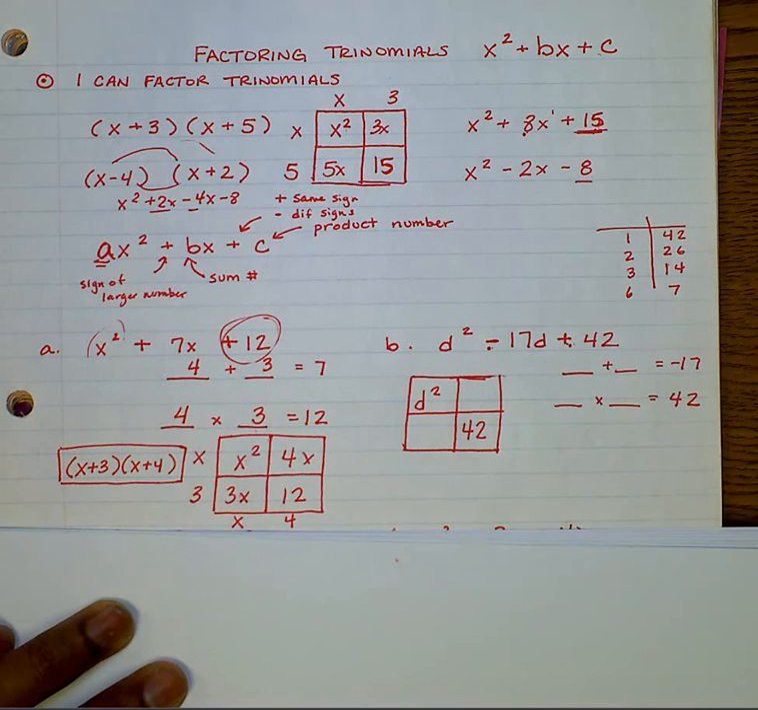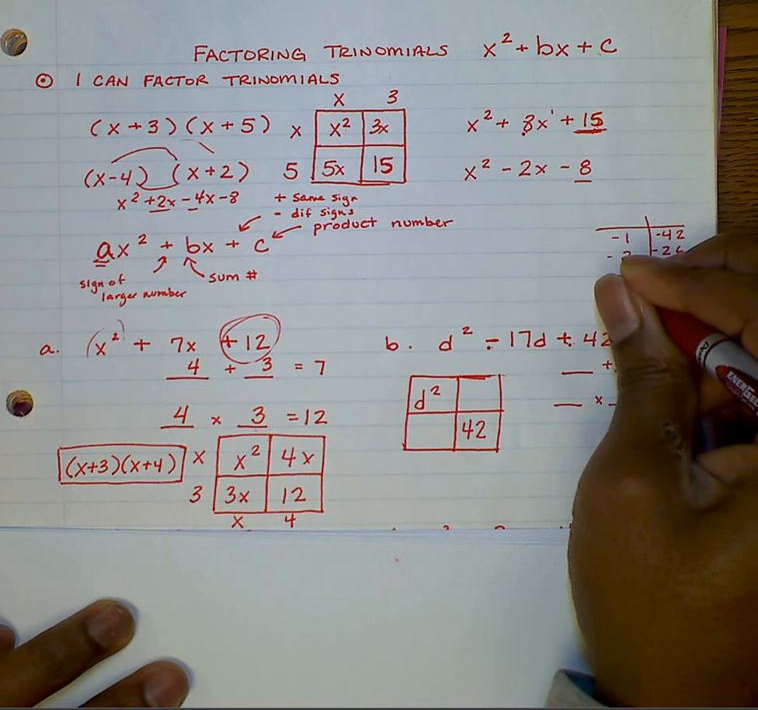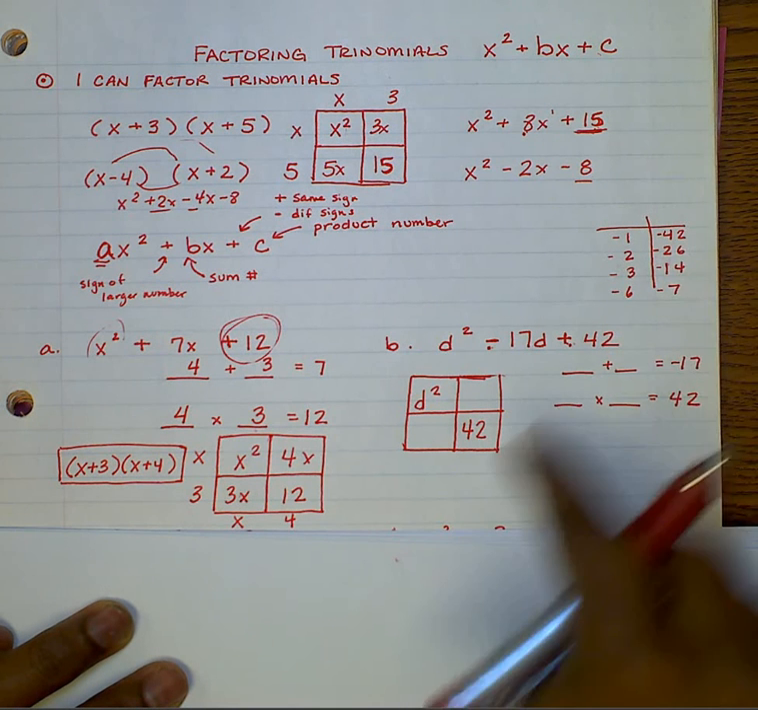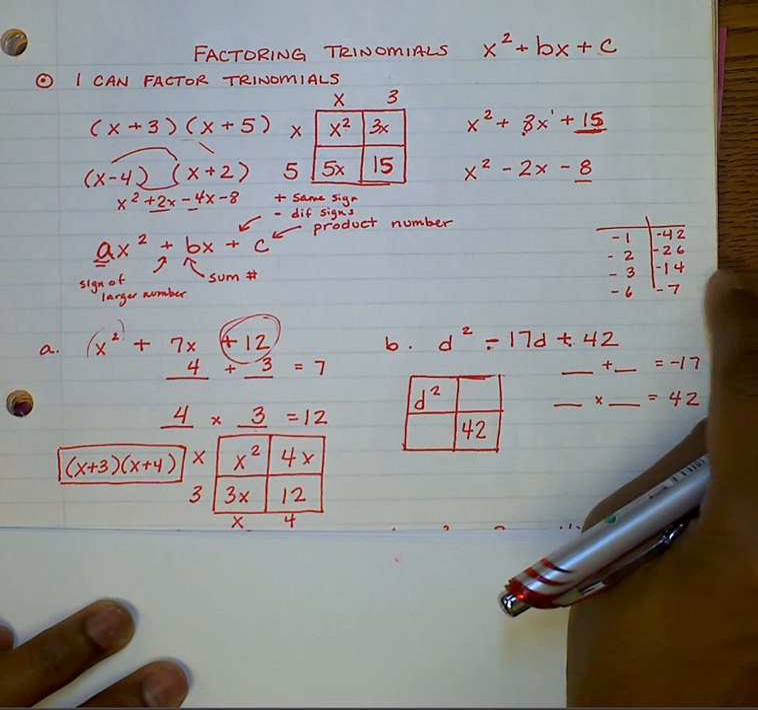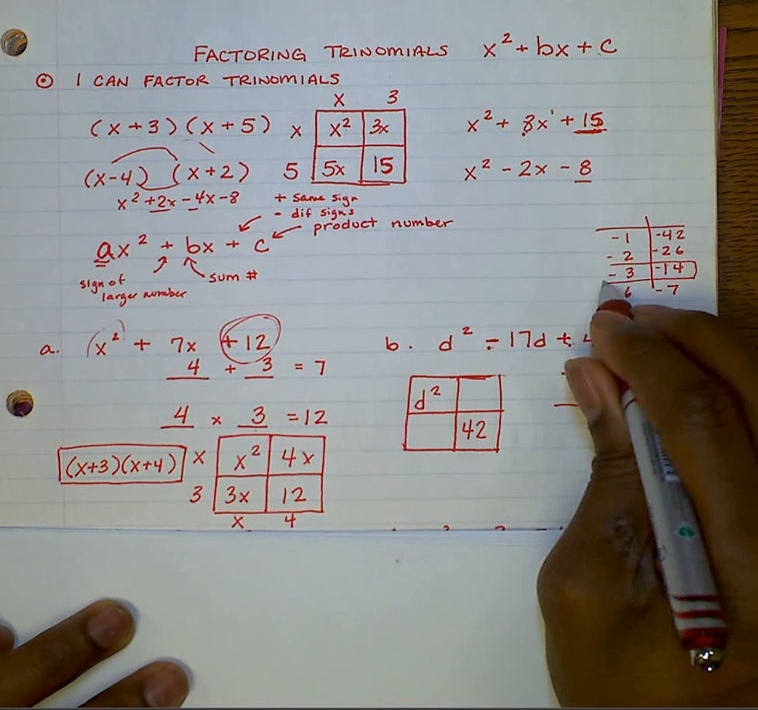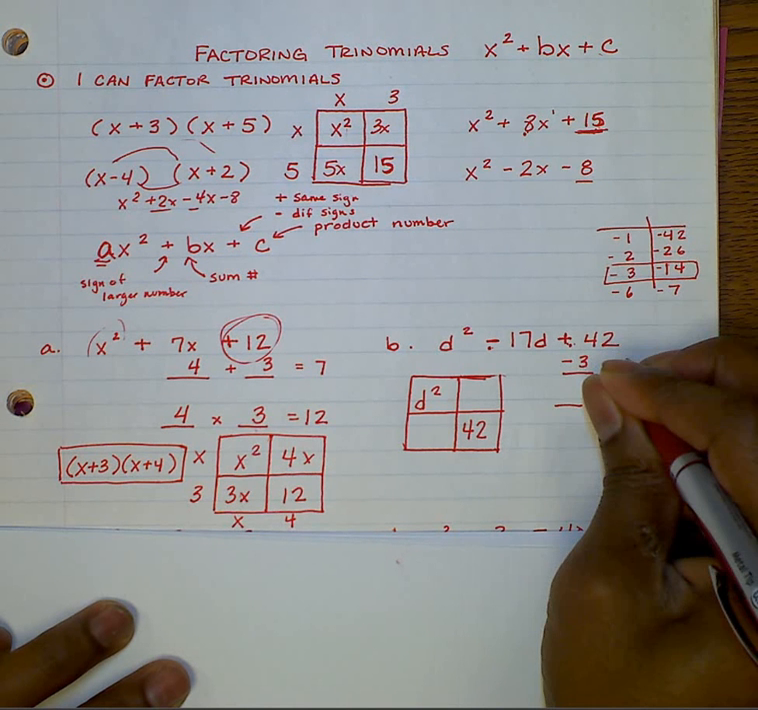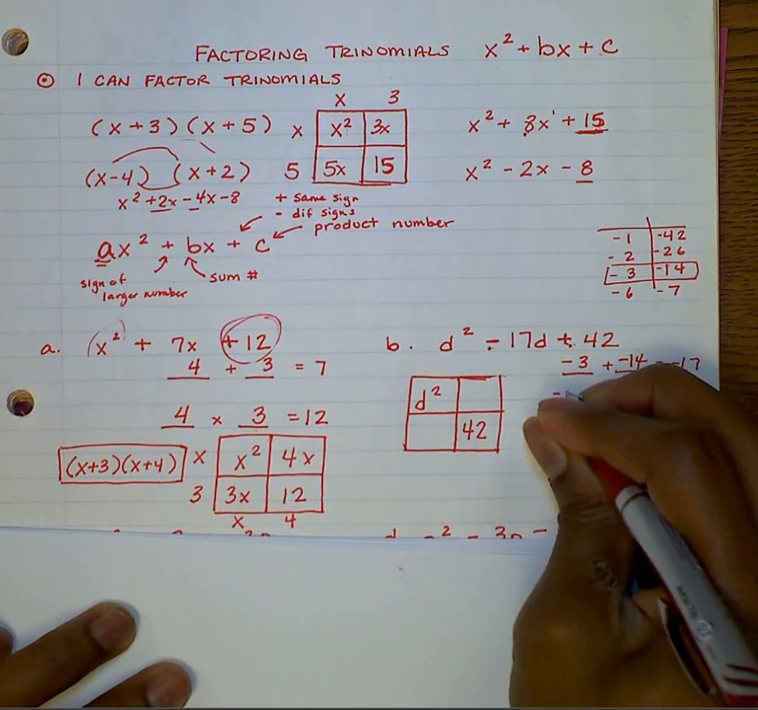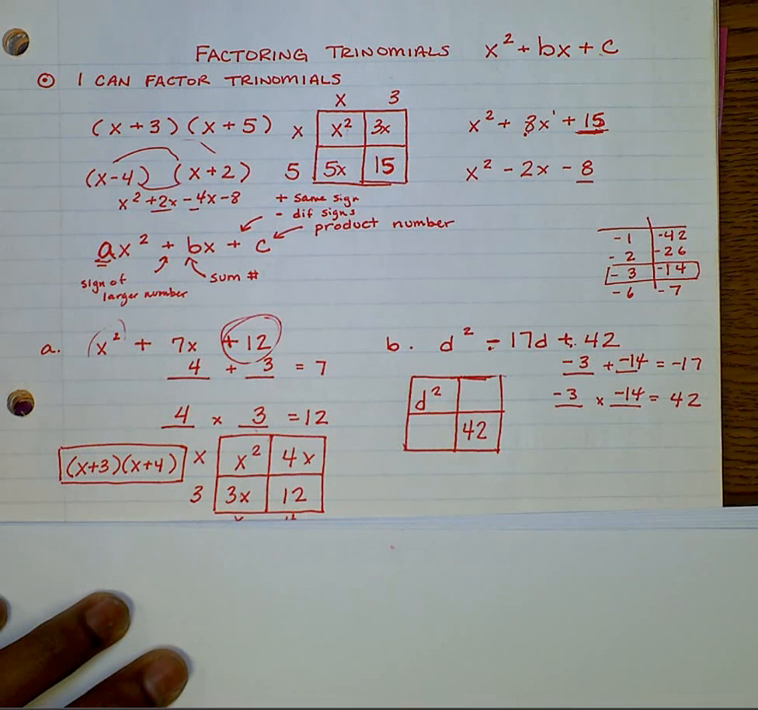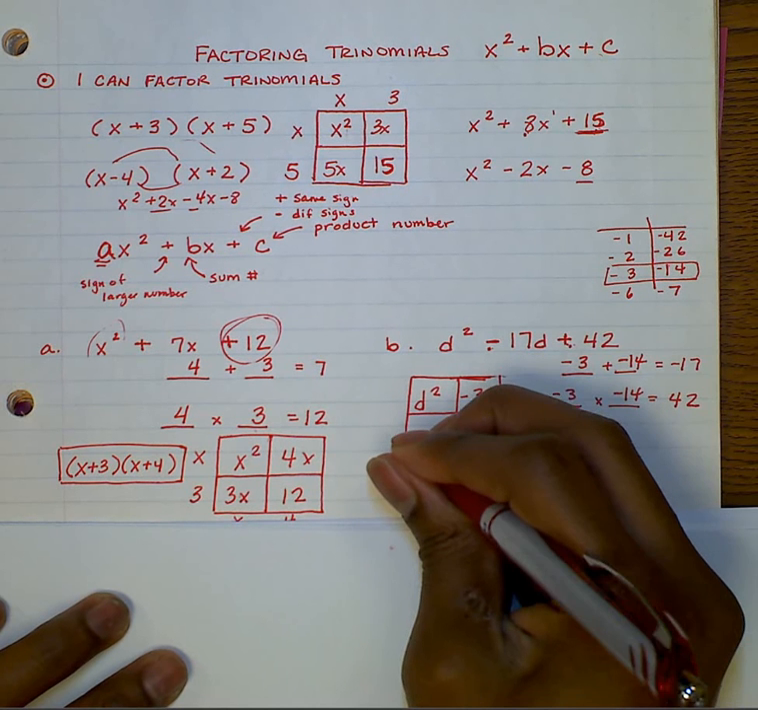Okay, so that helps me out with this list because now I really don't have to repeat. And now I'm just going to go through this list and say, okay, all these multiply to give me 42. Which ones add to give me 17? There will only be one option that does that. So negative 3 plus negative 14, negative 3 times negative 14. And there we go. That's what I'll have in these boxes. Negative 3D, negative 14D.